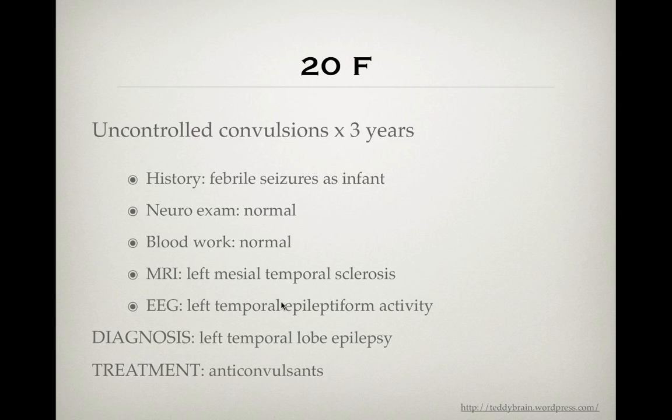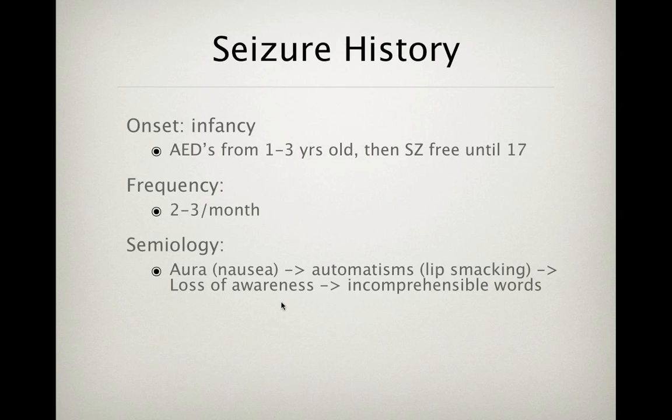Treatment initially is anticonvulsants, but she just wasn't responding to those. So in infancy, these are the anti-epileptic drugs from age 1 to 3. She was on those medicines, but then was completely seizure-free and off all medicines until she was 17 years old, and then began having 2 to 3 seizures per month.